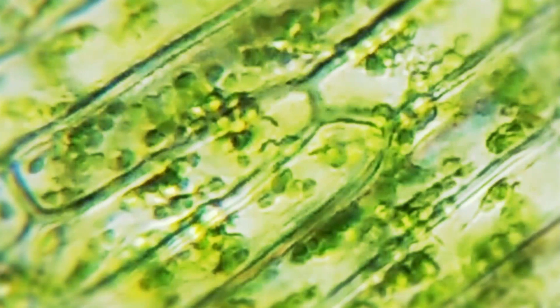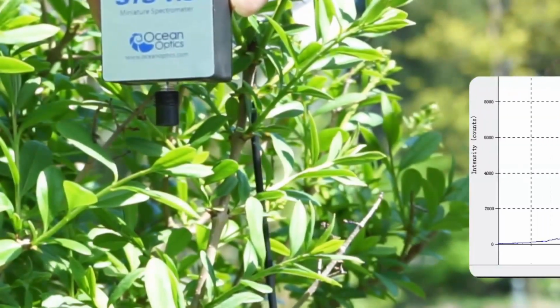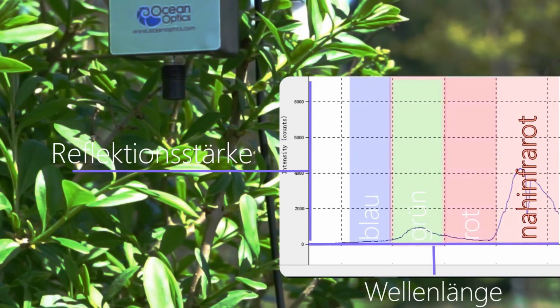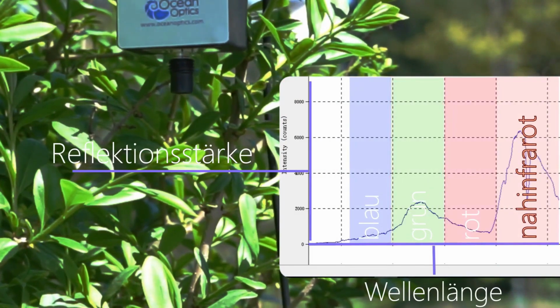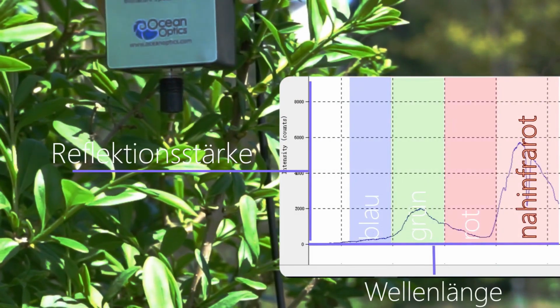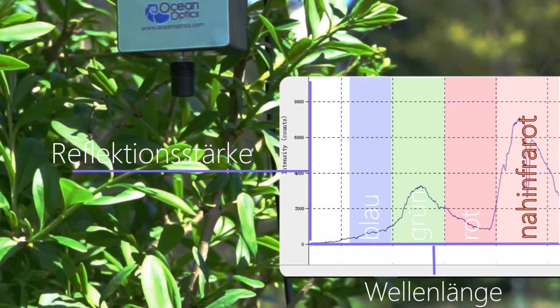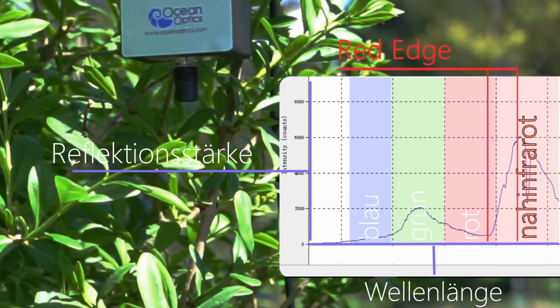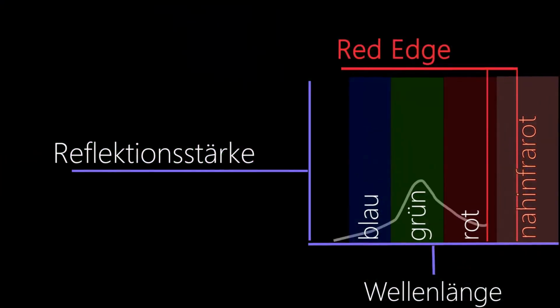Plants absorb blue and red light, which they use for photosynthesis. Near-infrared and green light, on the other hand, are useless to them and are reflected. This results in the leaves of plants appearing green to us. In healthy plants, however, this also leads to a sudden increase in reflection, from red to near infrared, which we refer to as the red edge.